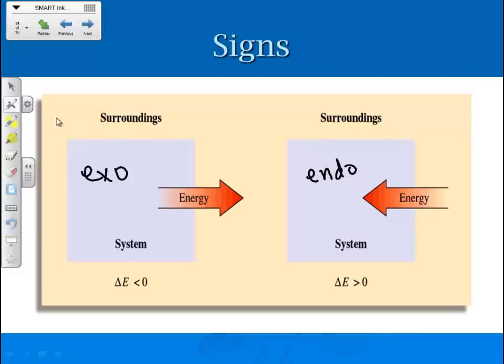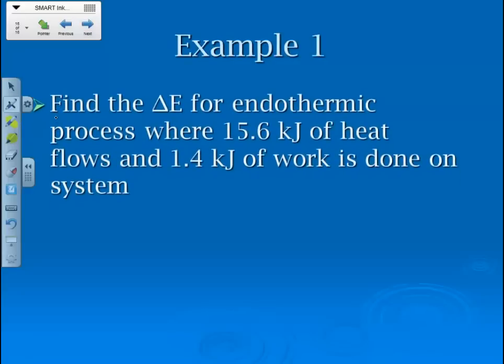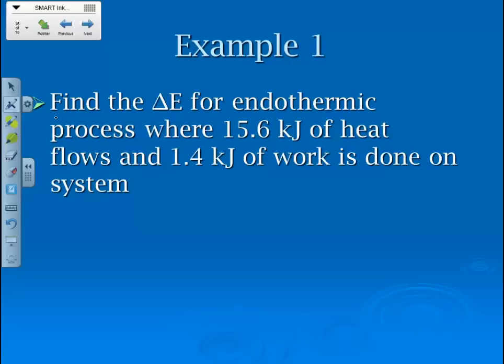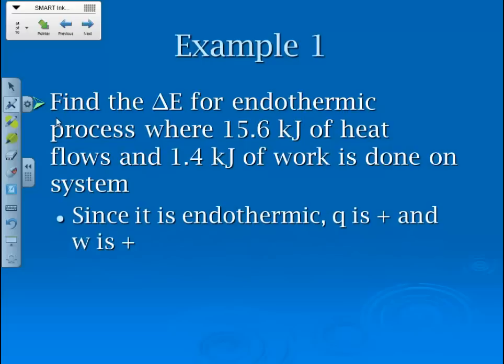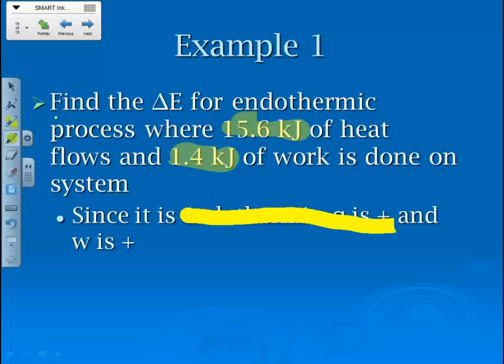Okay? Now here's one math problem, and again, as always, if you need more detail, there is more detail in your textbook, as well as the additional Khan Academy videos that I've listed. So there are other resources out there. For this one, it wants you to find the delta E for an endothermic process where 15.6 kilojoules of heat flows in and 1.4 kilojoules of work is being done on the system. Since it's endothermic, Q is going to be positive and W is going to be positive for right now, and really all we have to do is add them together.